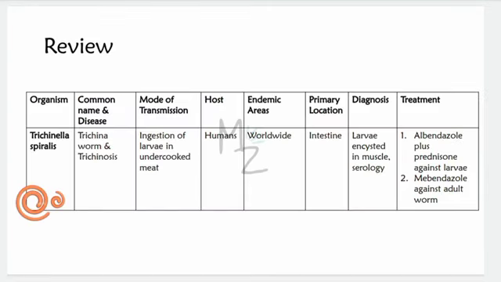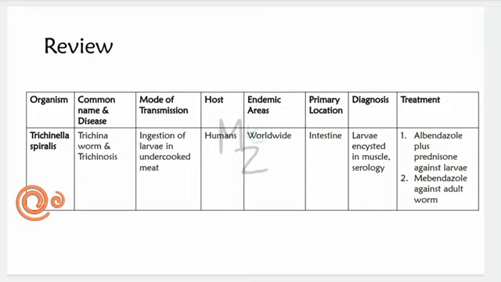Alright guys, let's review everything quickly. The organism is Trichinella spiralis, its common name is trichina worm, and the disease it is responsible for causing is trichinosis. Its mode of transmission is by ingestion of the larvae in undercooked meat, but less likely fecal-oral route. The dead-end hosts or end-stage hosts are human beings, and the intermediate hosts are pigs and other carnivores. Endemic areas are worldwide. Primary location is intestine, but the main site where they go and live is the striated muscle, mainly the skeletal, but they can also target the cardiac muscle.